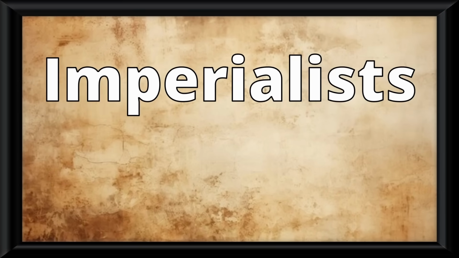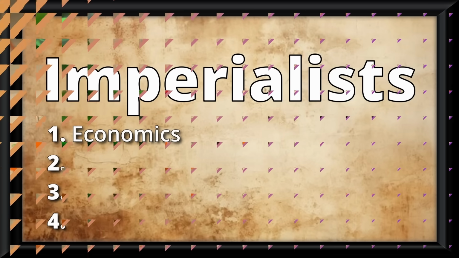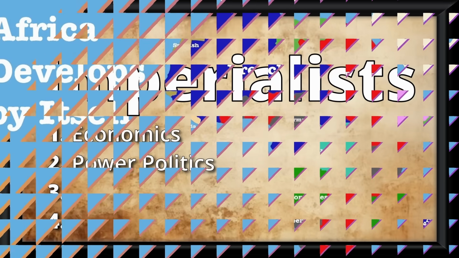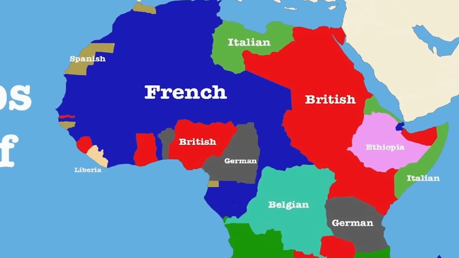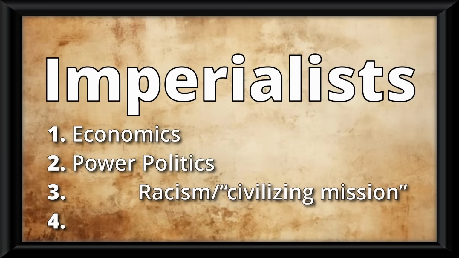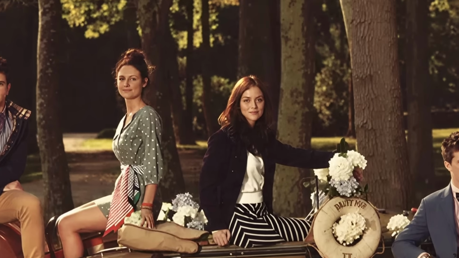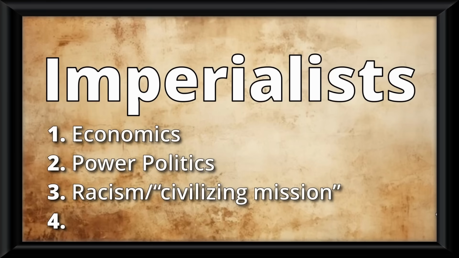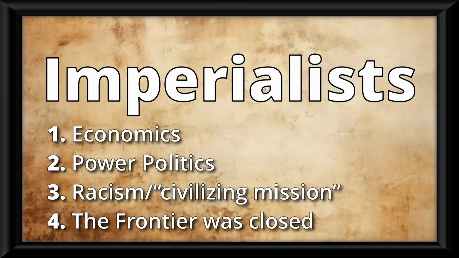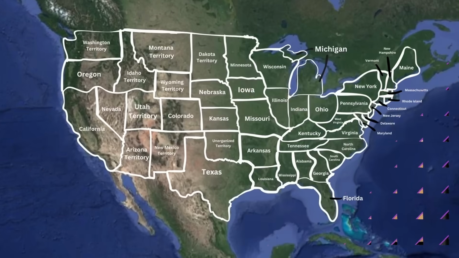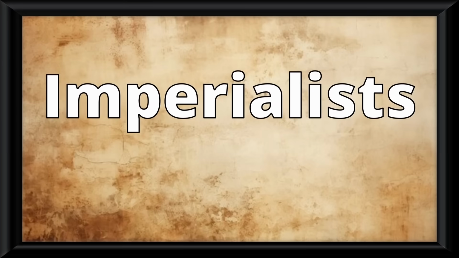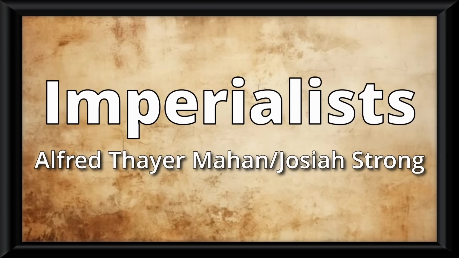Imperialists, or those who support imperialism, will have mostly four arguments. 1. Economics, because imperializing will lead to new markets and resources. 2. Power politics, because Europe was colonizing and the US didn't want to fall behind. 3. Racism / a quote civilizing mission, because of the belief that white Anglo-Saxon Protestants, or WASPs, should quote uplift others. And finally 4. The frontier was closed. This idea was caused by the 1890 census, signaling westward expansion was basically over. Examples of people in this group are Alfred Thayer Mahan and Josiah Strong.